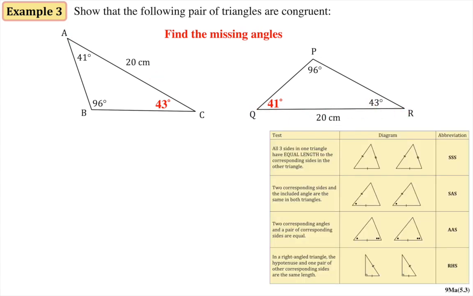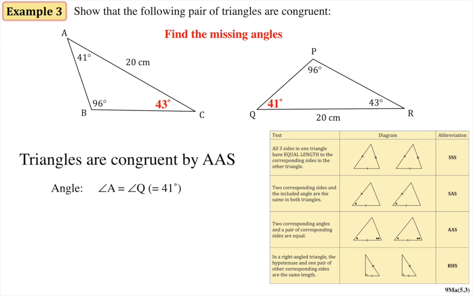So I can say they do match up, and I can use 2 angles and a side that match up in the correct positions with each other. Which 2 angles do you use? You can use 96 and 96, 41 and 41. Or you could have used 96 and 96, 43 and 43. Or you could have used 41 and 41, 43 and 43. Doesn't matter, as long as you have a pair of angles that match nicely with each other in the correct position, the triangles are congruent.